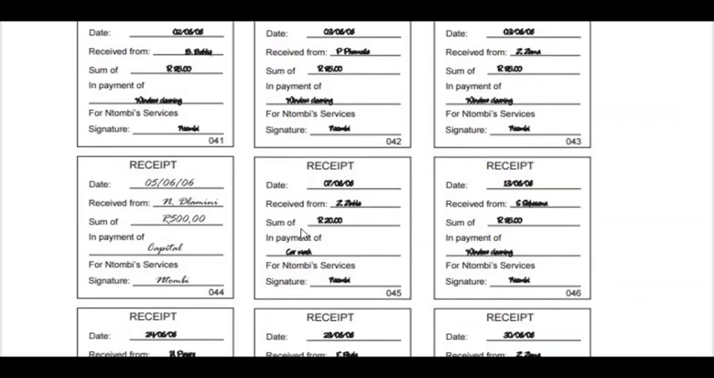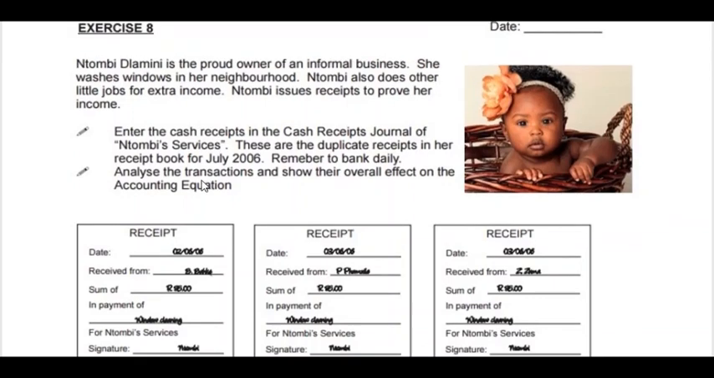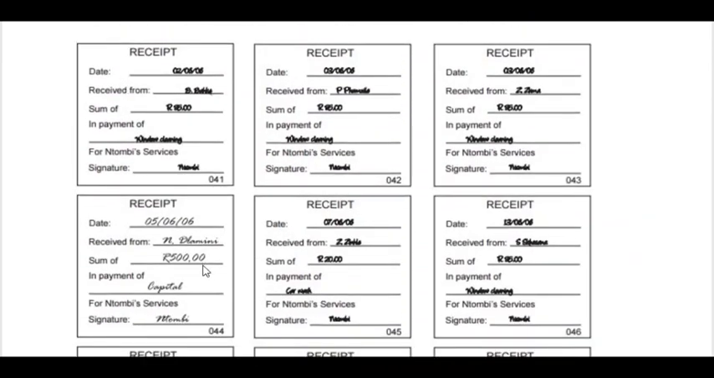Okay, then the next receipt here, receipt number 44, was on the 5th of June. It was a receipt from Ndlamini. Now you should have remembered that Ndlamini, Ntombi Dlamini, is the owner of our business. She paid 500 Rand for capital. Okay, and it was receipt number 44.